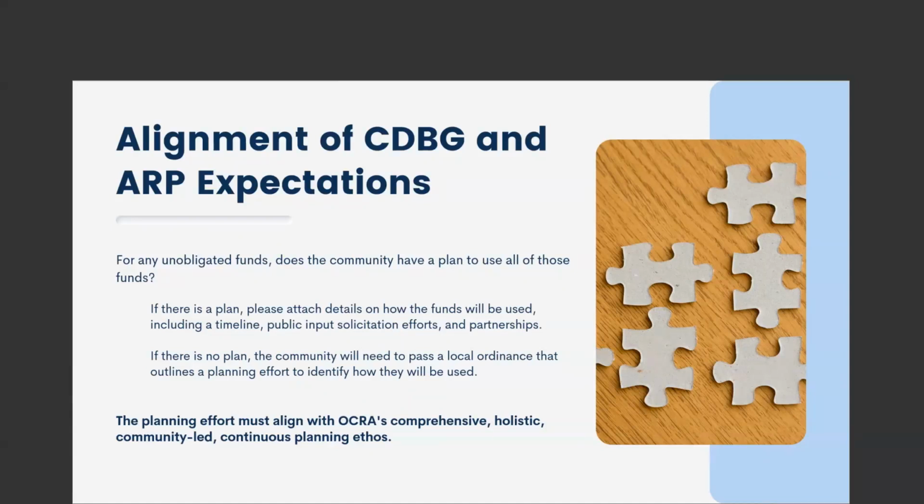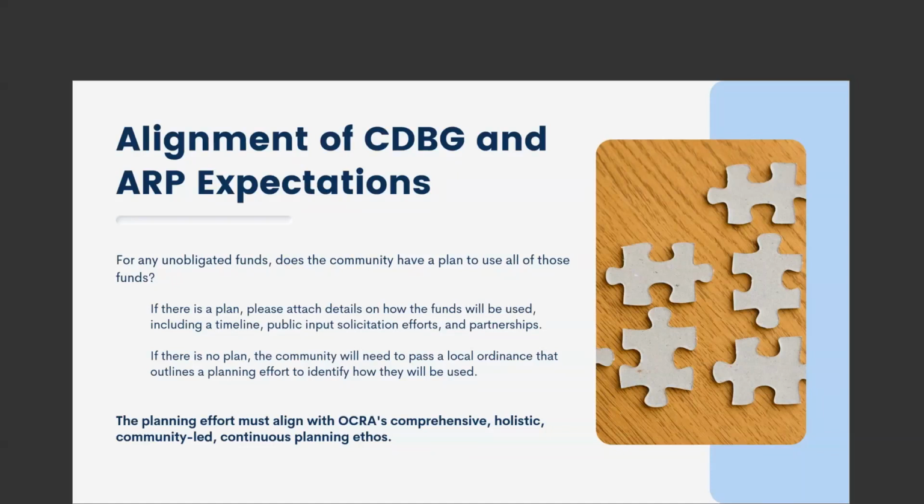So, there's a couple different ways that we can look at them and consider them obligated. One, it could be that you've already obligated them and expended them for a project or another thing, or that you are involved in a planning effort and have a local ordinance that outlines that planning effort. So when we look at the planning effort, we look at two types of things.